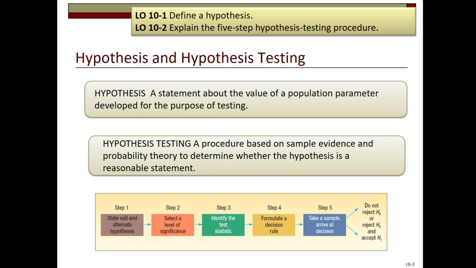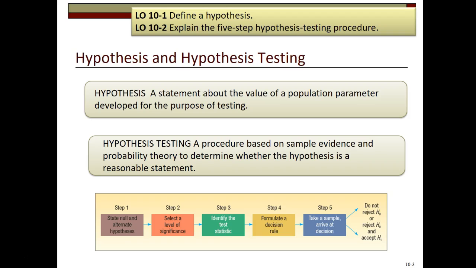So in this lesson, what we're going to do is go through step 4 and 5, which is formulate a decision rule, and then step 5 is take a sample and arrive at a decision. Step 5 is really going to be our computing, like we've been doing for the last 3 or 4 weeks. Based on step 3, we identify the test statistic. We're going to choose a Z or a T, and then we need to formulate a decision rule.